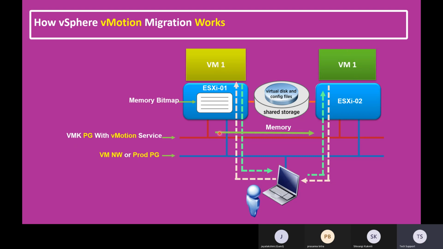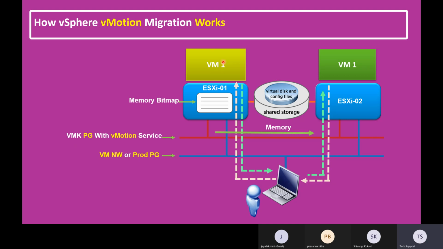That is why I am showing this arrow. The memory bitmaps are moved to the ESX2. But how does it move to the ESX? Normally, for virtual machine access, we are using a virtual machine network port group. For that port group, you can use the VM Network name, or you can create any customized name like production port group. This is a virtual machine production port group, but it is only for user access purposes.